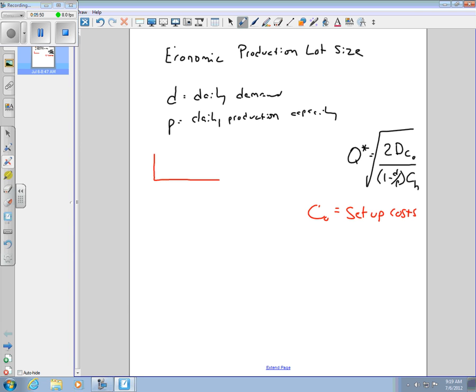So let's say I'm accumulating, and then I'm using. I'm accumulating, and then I'm using. And here's the start of a production run. Here's the start of another production run. And I'm producing during this time period here, and I'm producing during this time period here, and this little time period in here, or here, I'm only using that which I've accumulated, okay?